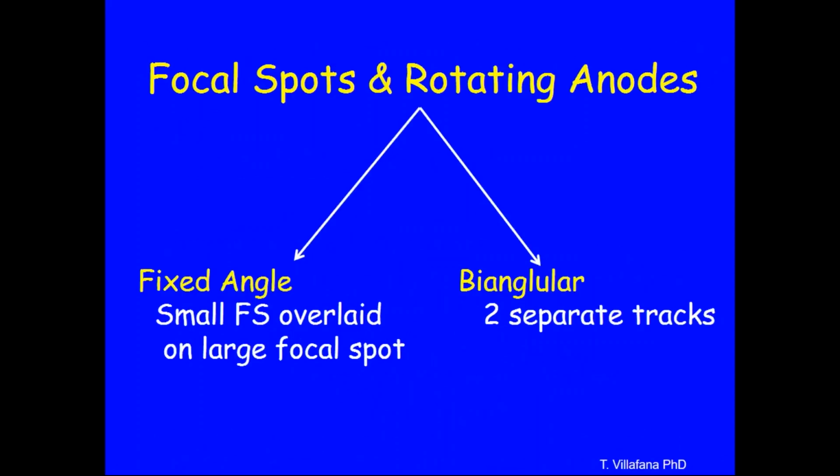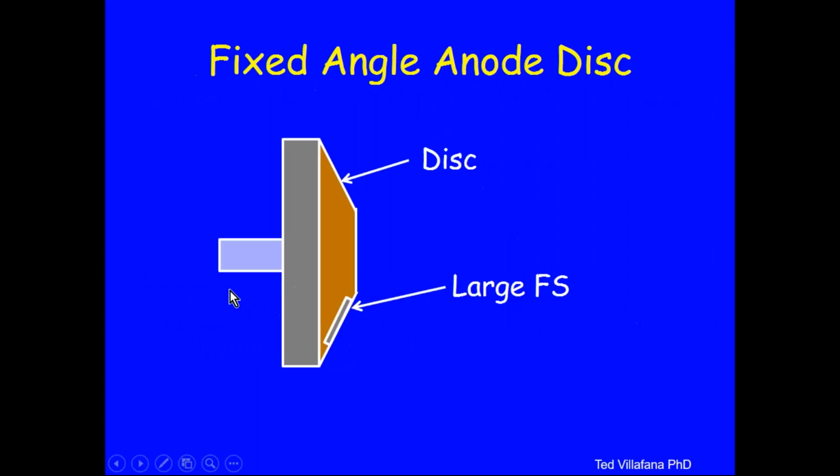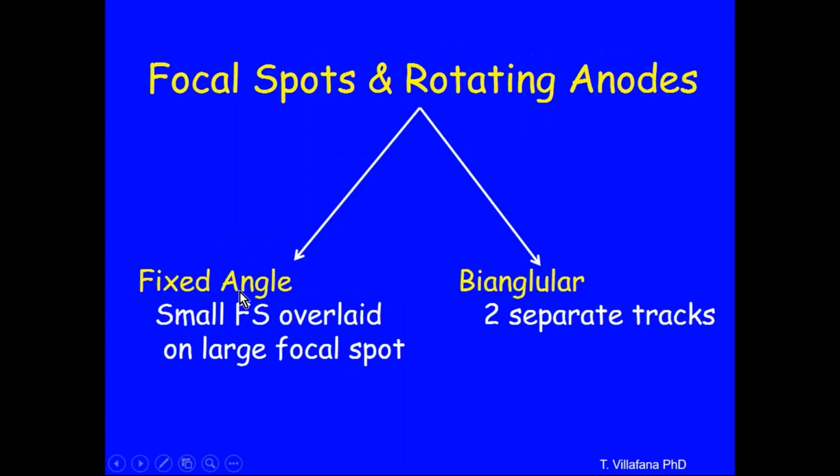Then you have the focal spots themselves on the anode, which are manufactured at different angles. We have one class of tubes that we call fixed angle anodes, and then we have biangular anodes. In the fixed angle, the small focal spot is just overlaid on the larger focal spot size. On the biangular, you have 2 separate tracks at 2 different angles. Let's take a look at each of those 2.